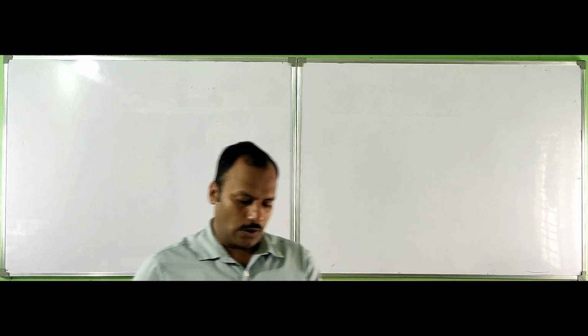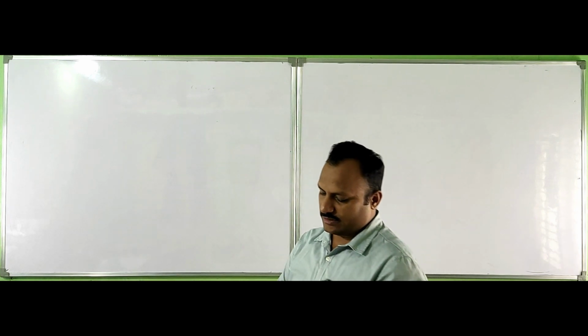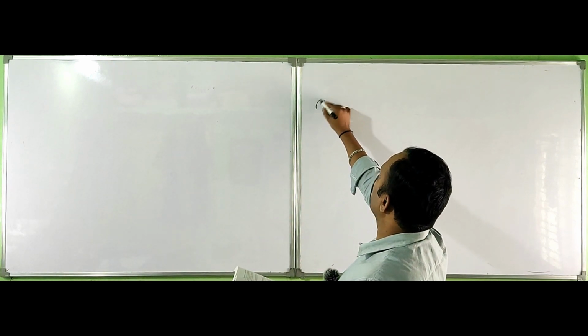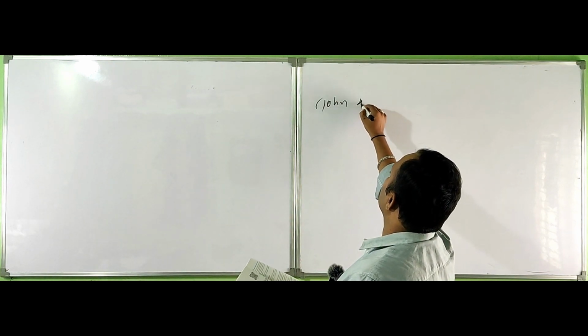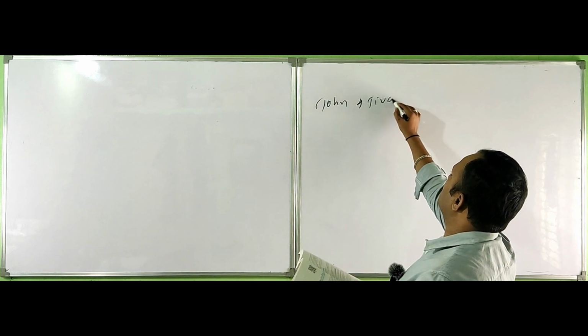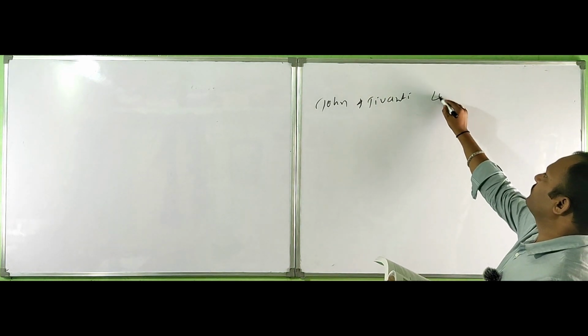Before going to start the nature, let's have some word problems. John and Zivanti together have 45 marbles.